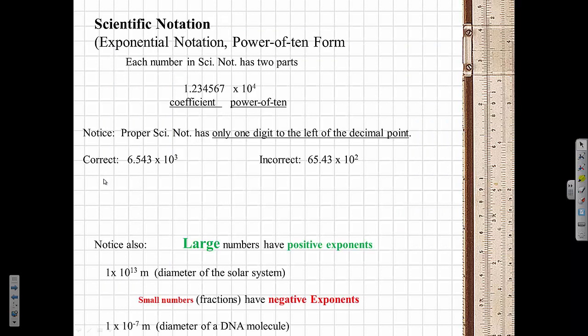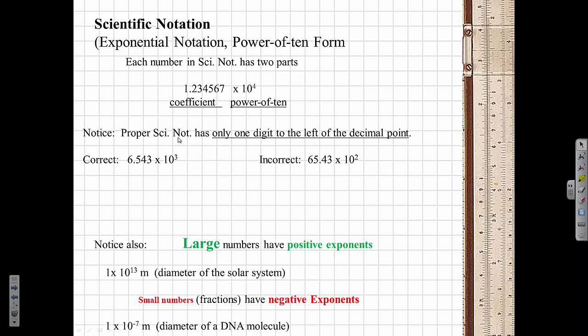Alright. So scientific notation is a way of keeping track of zeros. It's a convenient way of expressing really large numbers or really small numbers. Now we had just talked about powers of 10 before, but scientific notation has two parts. It has this coefficient, 1.234567, and then a times 10 part, or a power of 10 part. So there's two things here.